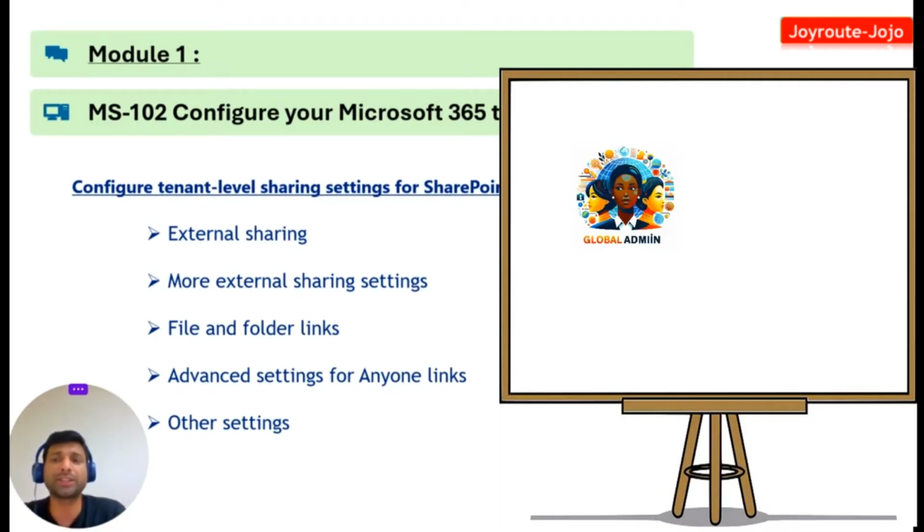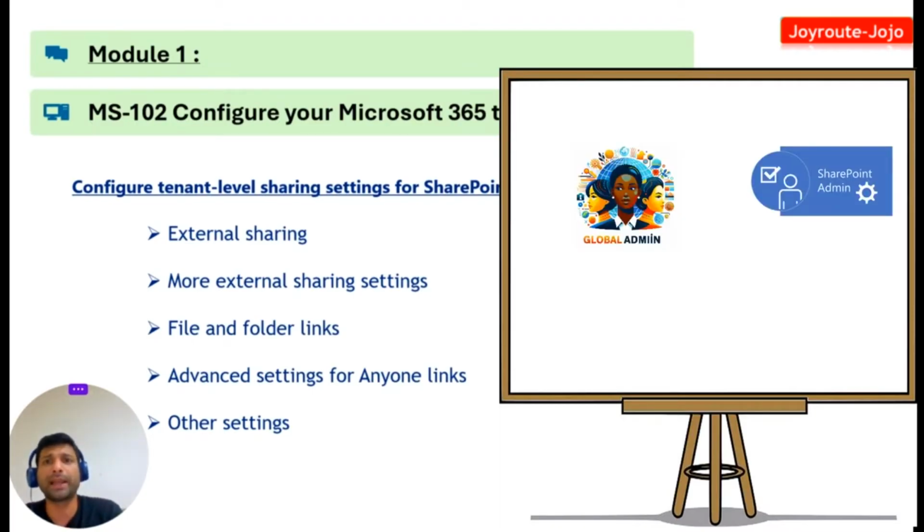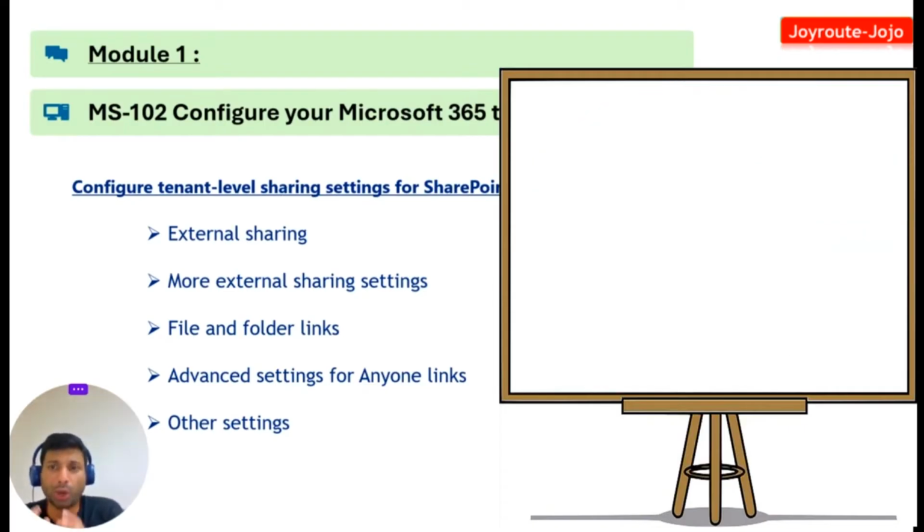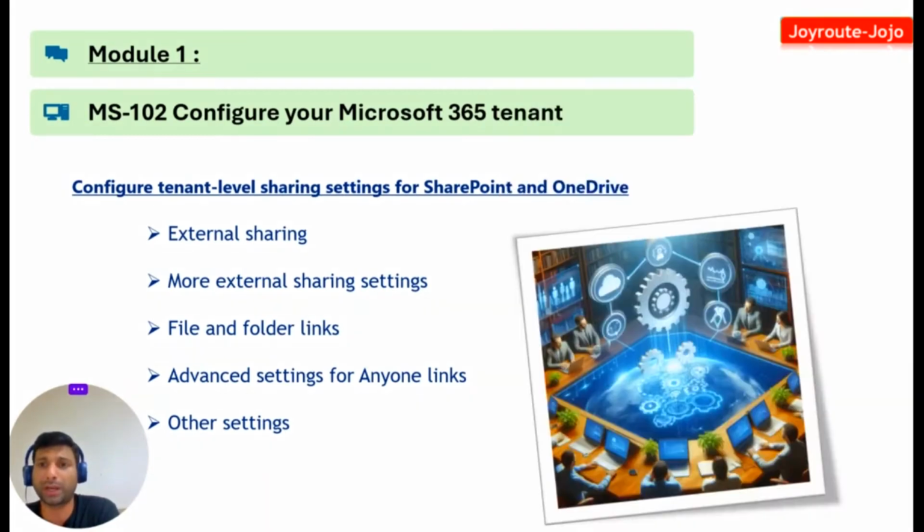Only global administrators and SharePoint administrators in Microsoft 365 can change organizational level sharing settings for SharePoint and OneDrive. So to change the organization external sharing settings for SharePoint and OneDrive, you must navigate to the sharing page of SharePoint Admin Center. So let us practically see how we can change the organization level external sharing settings.